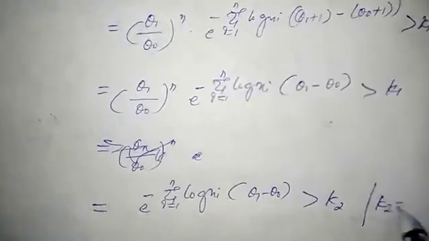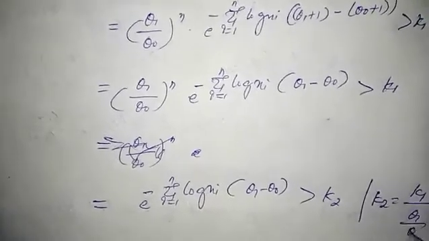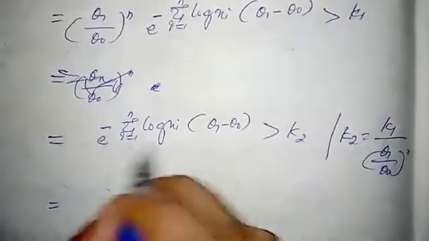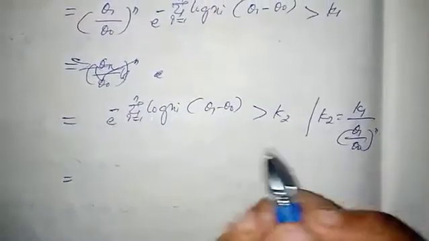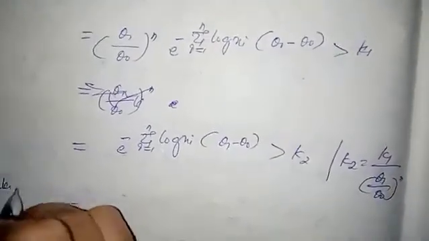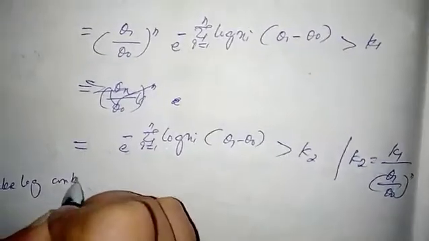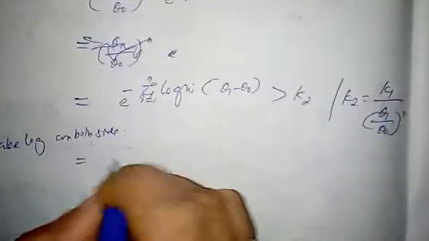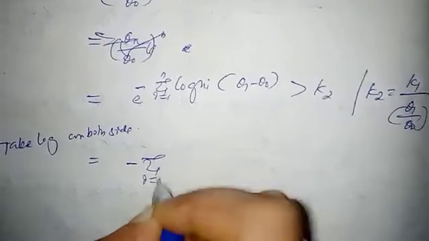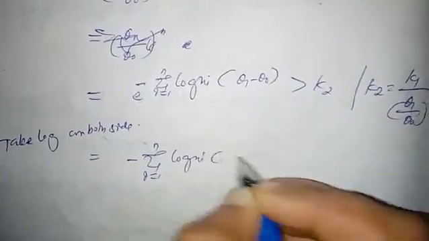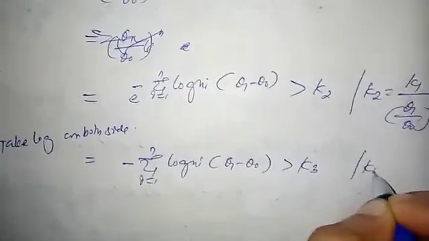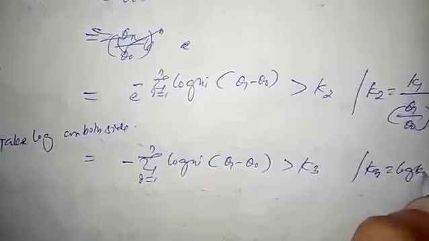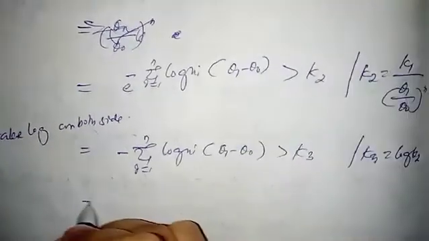Now what is k2 here? K2 equals k1 divided by theta 1 by theta naught power n, right? Which implies, here we will take the log on both sides, then you get minus summation i = 1 to n log xi times theta 1 minus theta naught, which is greater than k3. What is k3 there? K3 equals log k2, right?